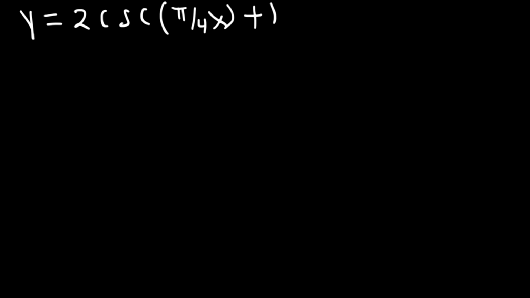Let's try this one. This one's going to be a little harder than the last two examples. So let's say if we have 2 cosecant pi over 4 x and then plus 1. So what can we do if we have numbers inside and outside of the cosecant function? In a situation like this, graph it as if it were sine. Imagine if you had 2 sine pi over 4x plus 1. Graph it the same way.